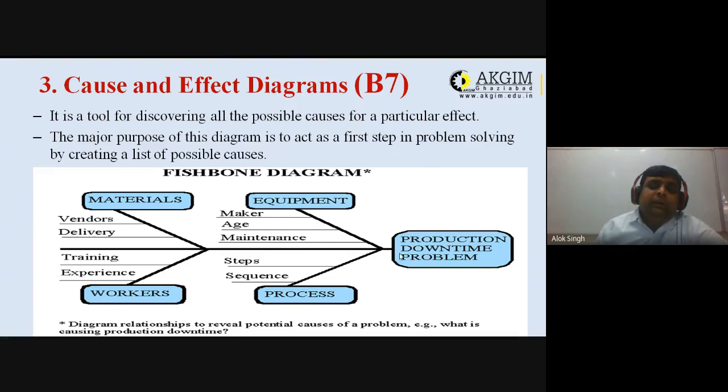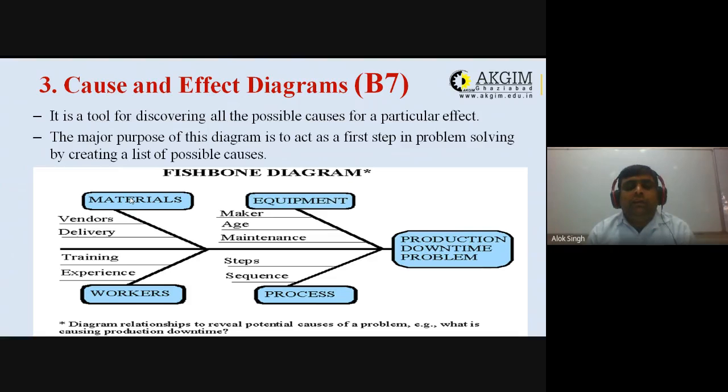Equipment related causes are maker, age, maintenance, etc. Next is material. Material related problems may be vendor or delivery related problems. Then workers, like training and experience, and process, like steps and sequences. So these are various causes, and the effect of those causes is the production downtime problem.